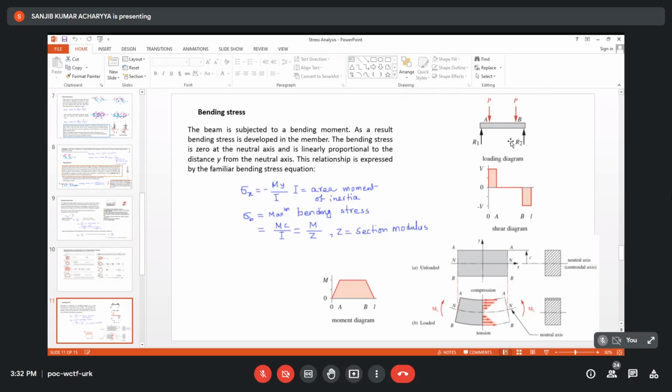Very good. Depending on the structure, load, support, etc., another finding for bending cases is to find out the cross section where maximum bending moment will be applied.